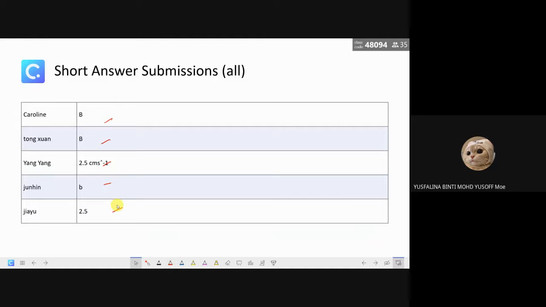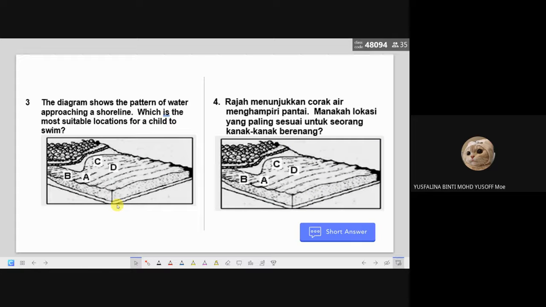Okay, very good. So we move on to the next question. It says here the diagram shows the pattern of water approaching a shoreline. Which is the most suitable location for a child to swim?